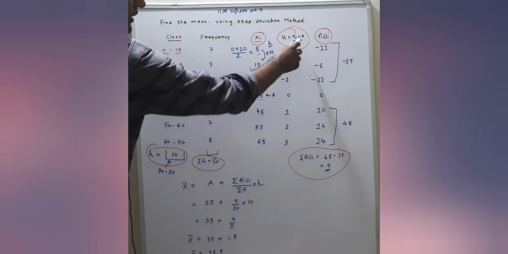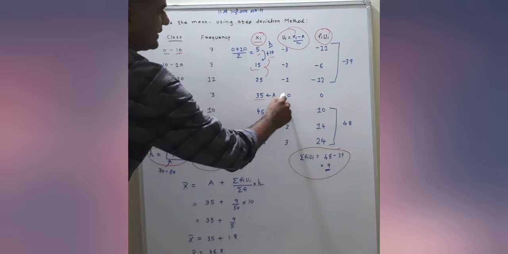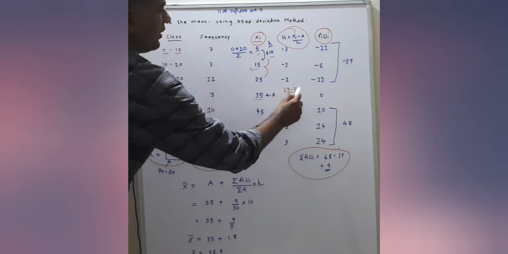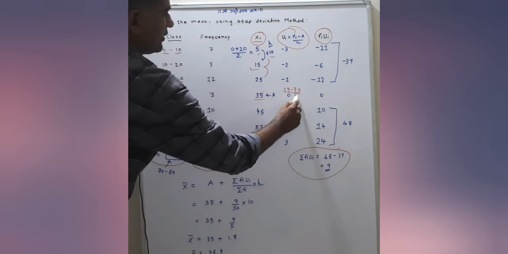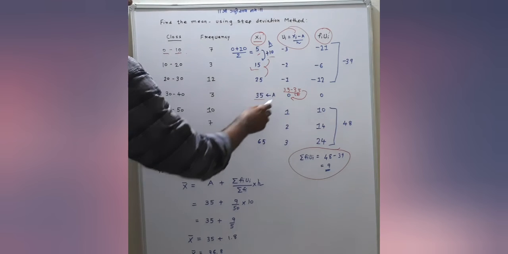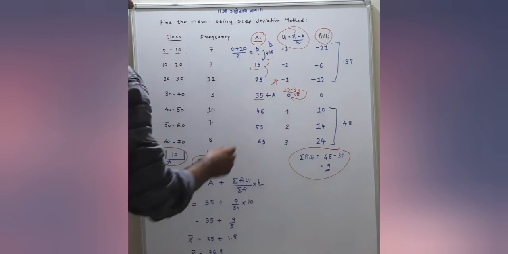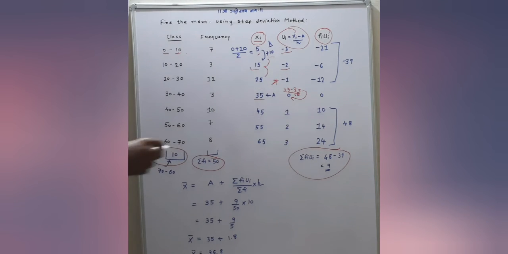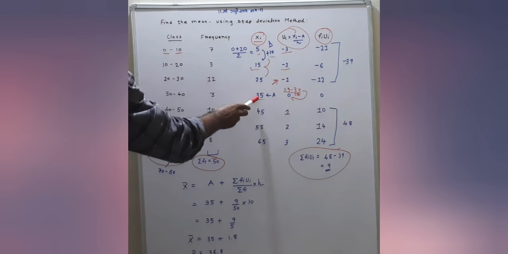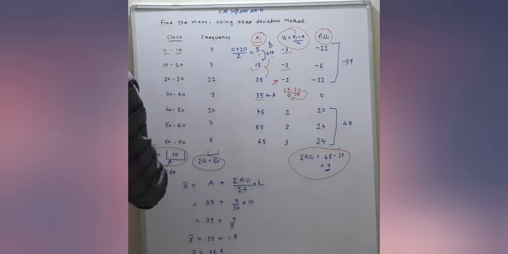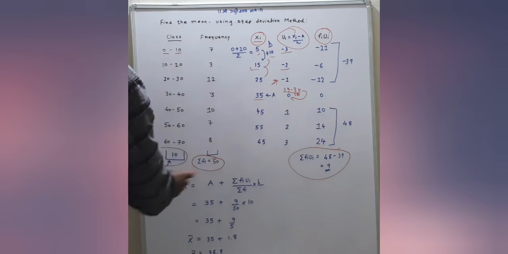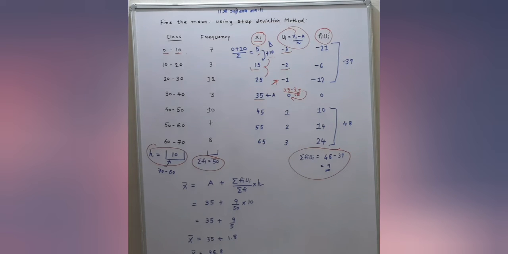So ui is equal to, we know, xi minus a. So xi is 35. 35 minus 35 upon h, that is 10. So I got 0. In the same way here I got minus 1, minus 2 and minus 3 for each of these values. And then again I need to find 45 minus 35, that is 10. 10 upon 10, so 1. 20 upon 10, that is 2, and 30 upon 10, so I got 3.